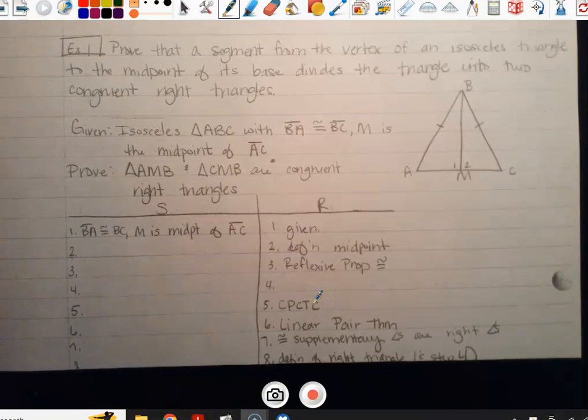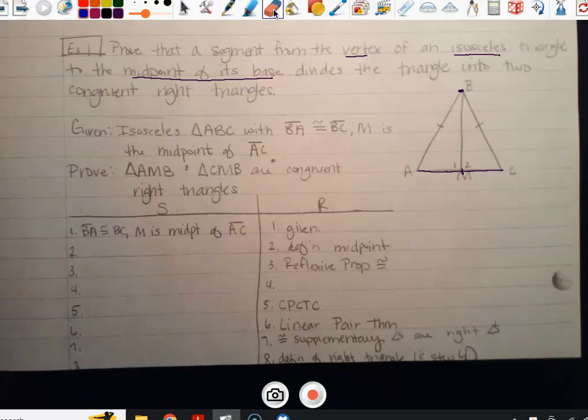All right, so here's example 1. It says prove that a segment from the vertex of an isosceles triangle, so we're talking about an isosceles triangle and we want the vertex, so that's B, to the midpoint of its base, remember the base is down here at the bottom, and so the midpoint would be M, divides the triangle into two congruent right triangles. All right, so that's what they're giving us. That's what we're going to look at.